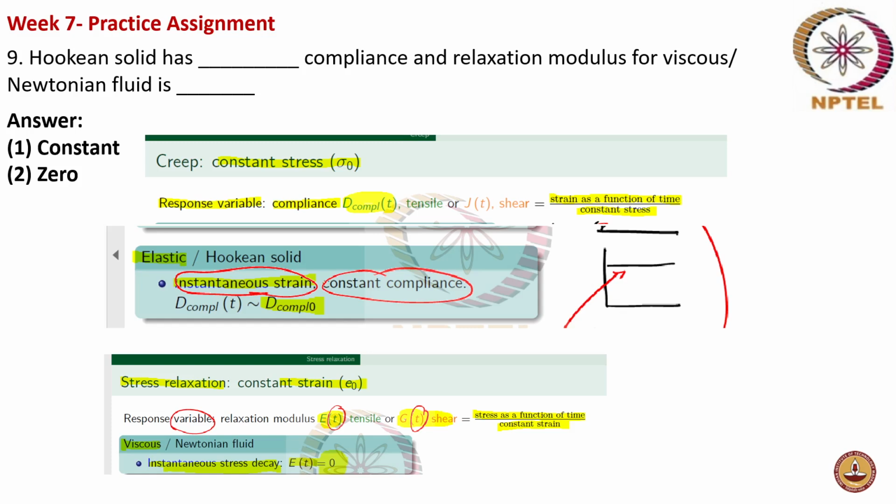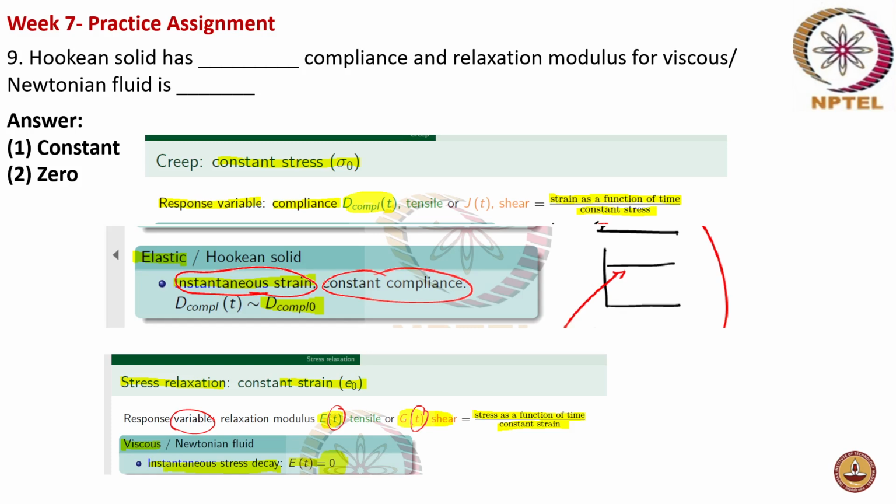The expression for compliance is nothing but strain as a function of time divided by constant stress. So here the strain is also going to be constant, that means a constant value divided by a constant stress. So that gives your compliance for a Hookean solid to be constant.